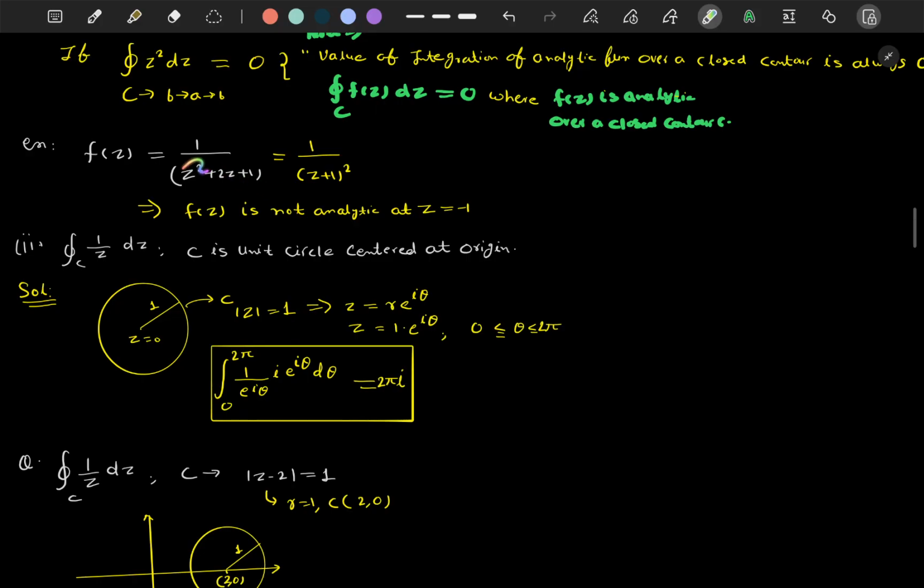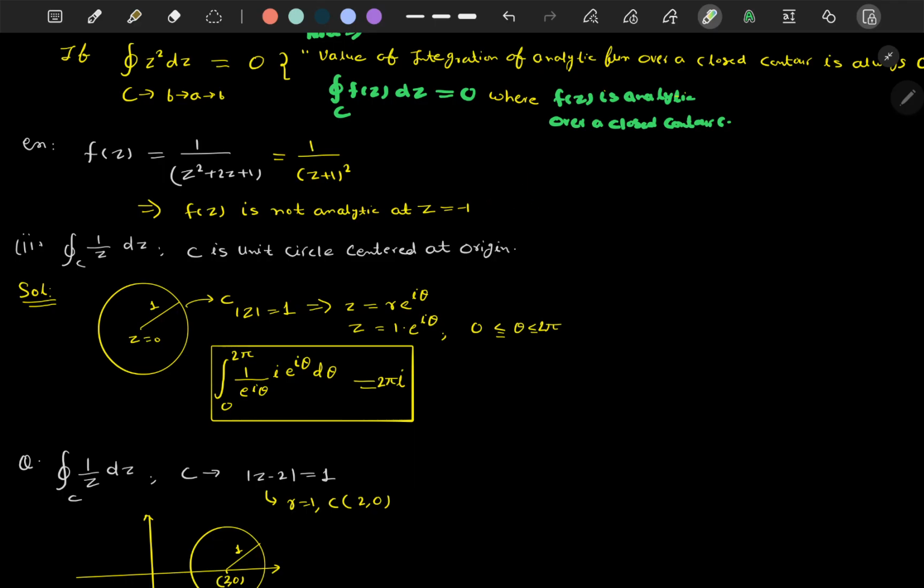Now suppose we have the function 1 upon z square plus 2z plus 1. We can write it as 1 upon (z plus 1) whole square. So f(z) is not analytic at z equal to minus 1, because z equal to minus 1 is a singular point here. At z equal to minus 1 the denominator will be 0, and 1 by 0 is infinite. The function is not defined at z equal to minus 1, so it will not be analytic at this point.